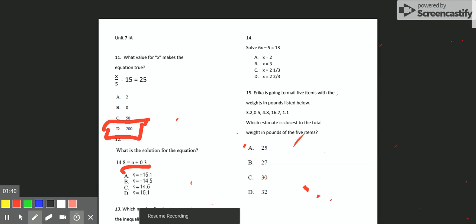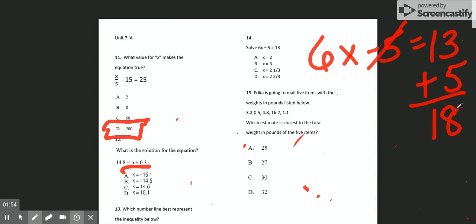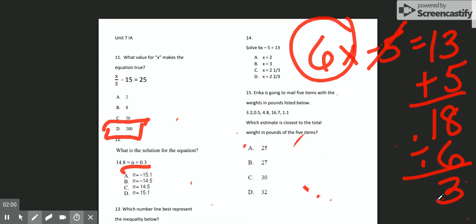Number 14, again, you can do the guess and check, or you can do the algebra way. So if I do the algebra way, it says to subtract 5. So we do the opposite and we add 5. So that would be 18. And then it says to multiply by 6, so we divide by 6. 18 divided by 6 is 3. Again, if you don't know that way, you can always do guess and check and plug in the answers and see which one works.